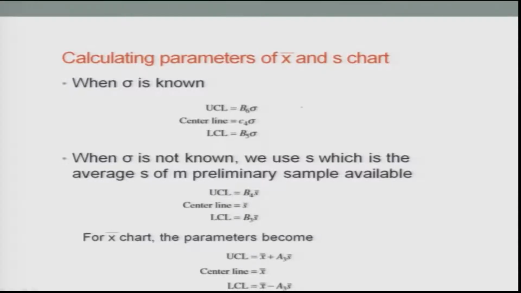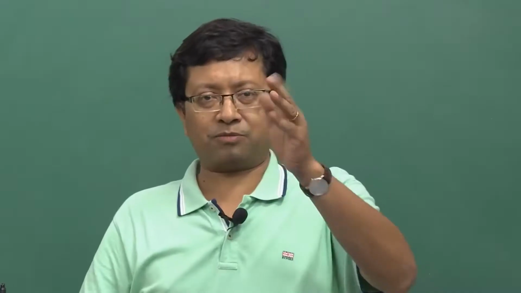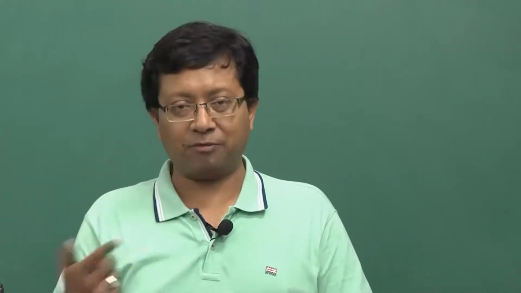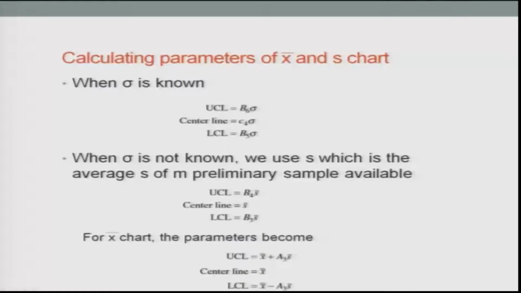For the X bar charts, initially you had X double bar plus minus K, with plus and minus for the upper and lower control limits. This K can be either 3 or 2 or 1, as I have already discussed, multiplied by sigma by square root of n. Now this sigma by square root of n would not come into the picture, but it will be replaced by S bar with a multiplying factor. So, this is what is mentioned here.